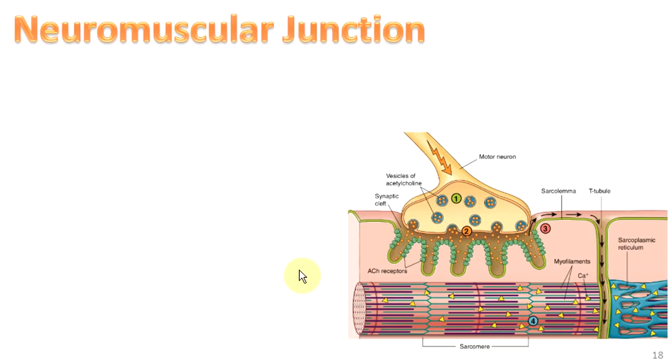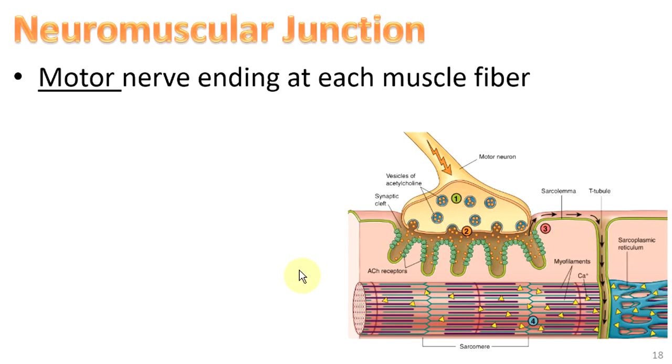Okay, so let's move on to the neuromuscular junction. The neuromuscular junction is where the neuron joins the muscle. That's what neuromuscular junction means. So every single muscle fiber has a motor nerve ending. Now that doesn't mean one neuron goes to every single muscle fiber, because one neuron can go to more than one muscle fiber, but it does mean that every single muscle fiber has a neuron ending that goes to it.